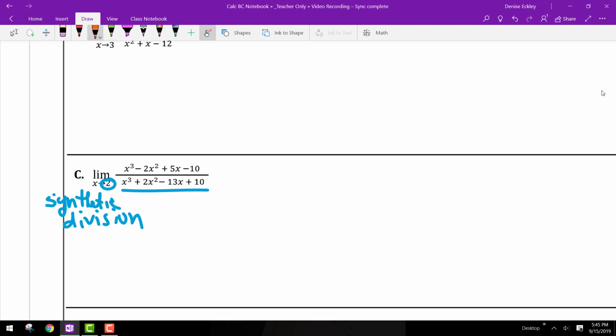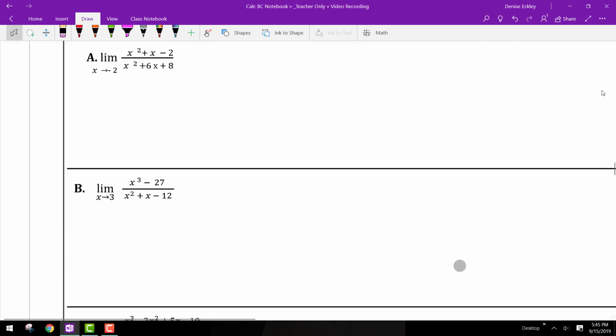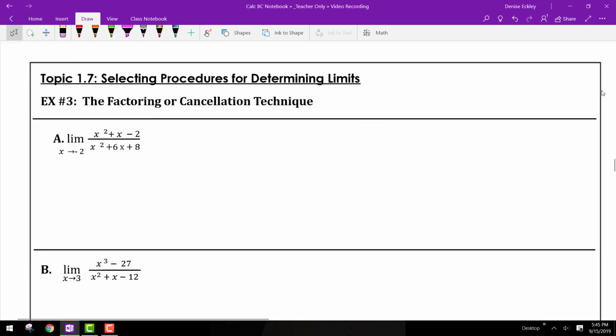Okay, so let's go to the top here. So I'll do the first one. What we have here is the limit as x approaches -2 of (x squared plus x minus 2) over (x squared plus 6x plus 8). So let's try direct substitution first.